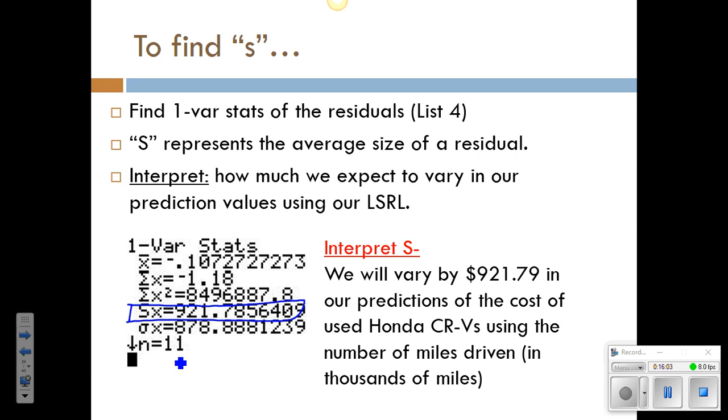S is, again, the standard deviation of your residuals. It gives you the average amount you're off when using your least squares regression line to predict. Sometimes it could be more, sometimes less, but that's the average generally.